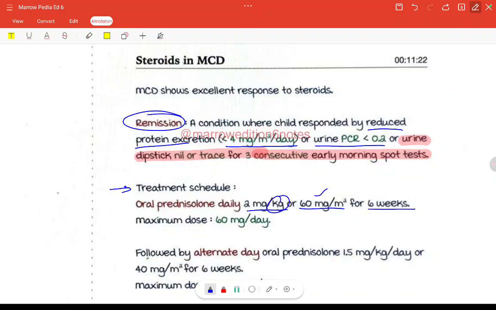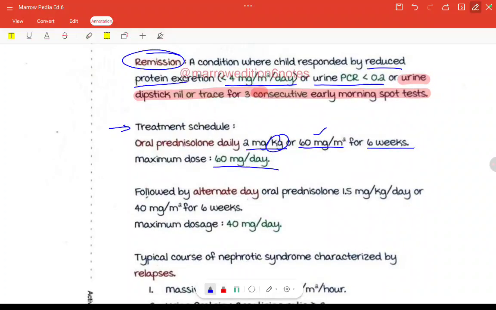Maximum dose is 60 mg per day. So oral prednisolone is 2 mg per kg and/or 60 mg per meter square for 6 weeks. You have to give for more than a month initially, followed by alternate day oral prednisolone of 1.5 mg per kg per day or 40 mg per meter square, again for 6 weeks. So the total duration is 12 weeks, which is 3 months of total treatment given in nephrotic syndrome, and the maximum dose in alternate day therapy is 40 mg per day.